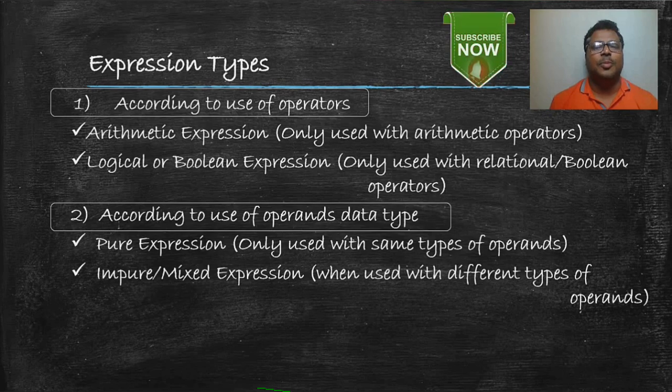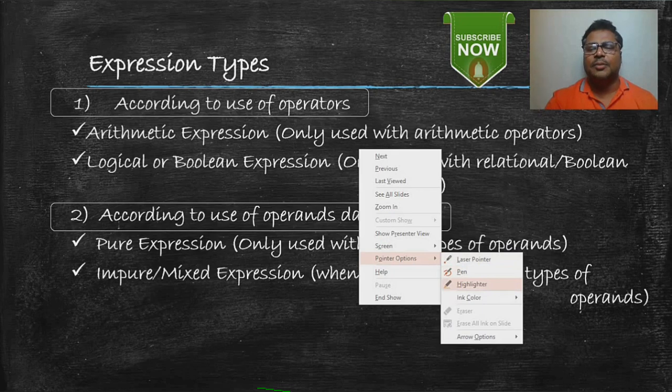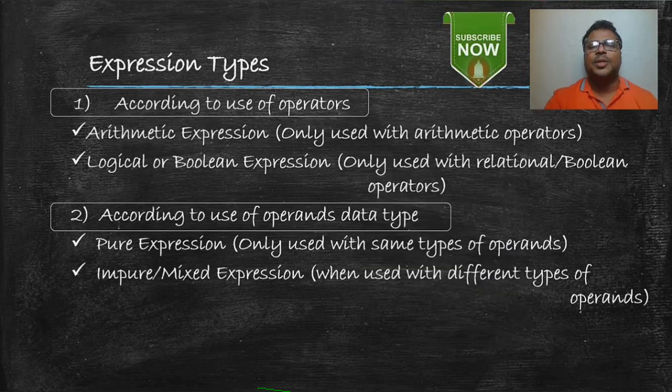According to the use of operators, there are arithmetical expressions and logical or boolean expressions. An arithmetical expression is one with arithmetic operators. That means the expression which has only arithmetic operators is known as an arithmetic expression. When relational or boolean operators are used, that expression is known as a logical or boolean expression.